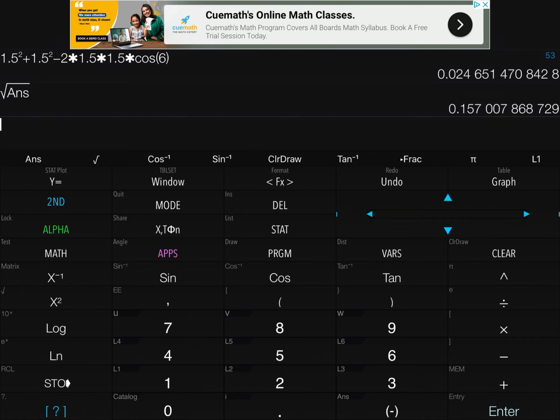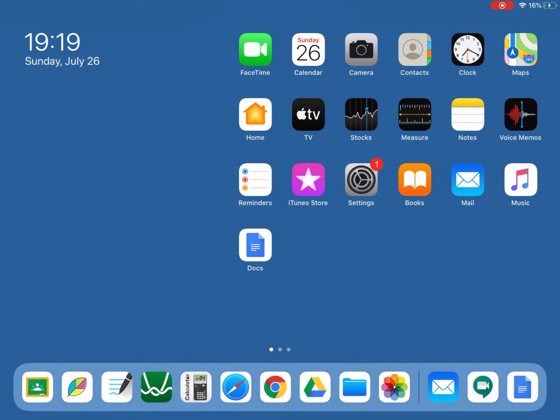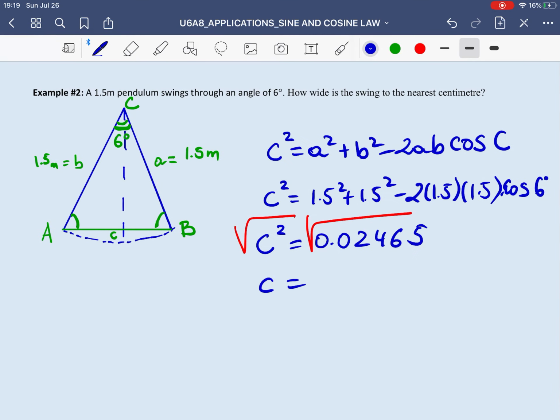So 0.157, so 0.16. So we're going to say that c is 0.16 meters. And it is asking to the nearest centimeter. So we're going to say that that's 16 centimeters then. So therefore, we're going to say that the width of the swing is 16 centimeters.